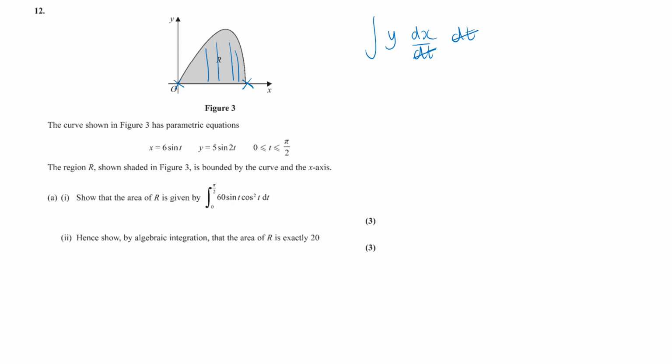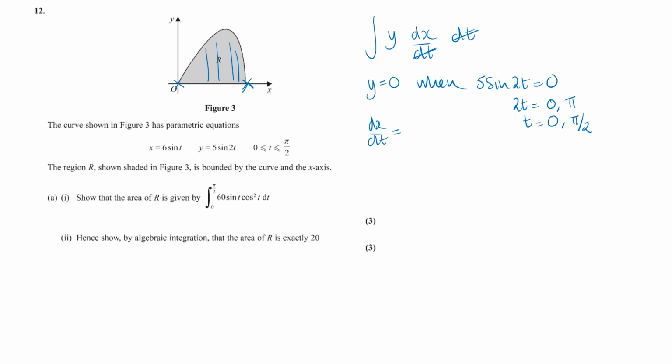And where is this second place here? It's when y is equal to 0. So y is equal to 0 when 5 sine 2t is equal to 0, and that's going to happen when 2t is 0 or pi, thinking about your sine graph, and that's going to happen when t is either 0 or pi by 2. So they're going to be our limits of our integration, and then we just need to find what dx by dt is.